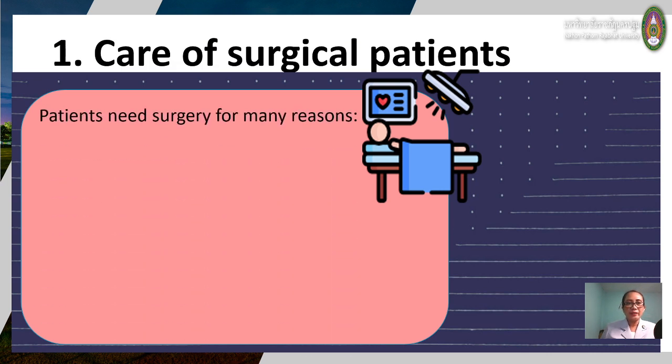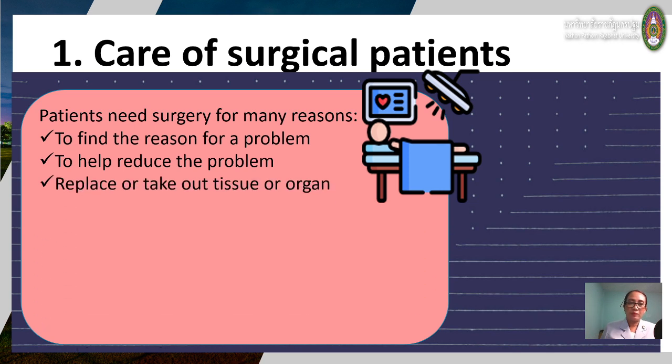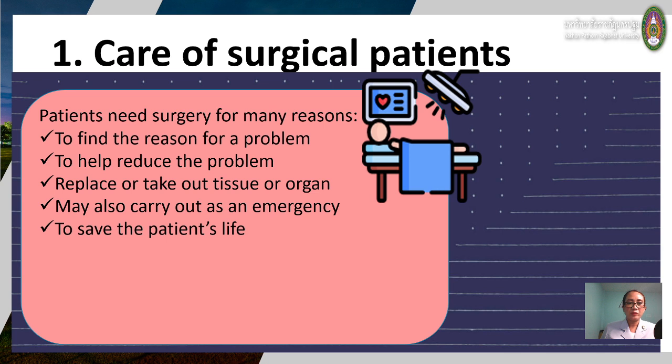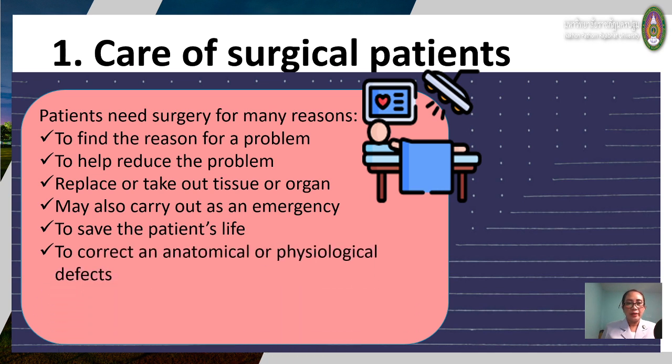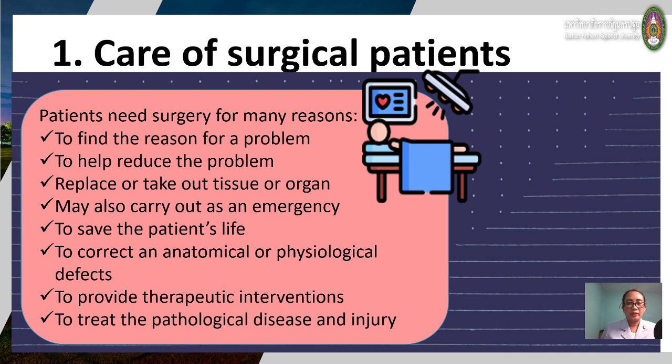In the care of surgical patients, patients need surgery for many reasons. That is to find out the reason if there's any problem, reduce the problem, replace or take out tissue or organ. It may also be carried out as an emergency for some, to save the patient's life, especially if it's an emergency surgery, and to correct anatomical or physiological defects for some. This could be elective, mostly elective or planned surgeries, unless it is an emergency from a vehicular accident. And we also have to provide therapeutic nursing interventions. And the last one, to treat the pathological disease and injury of a patient.